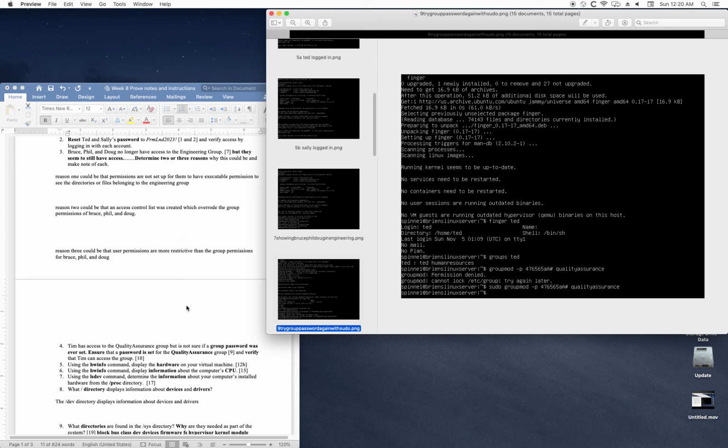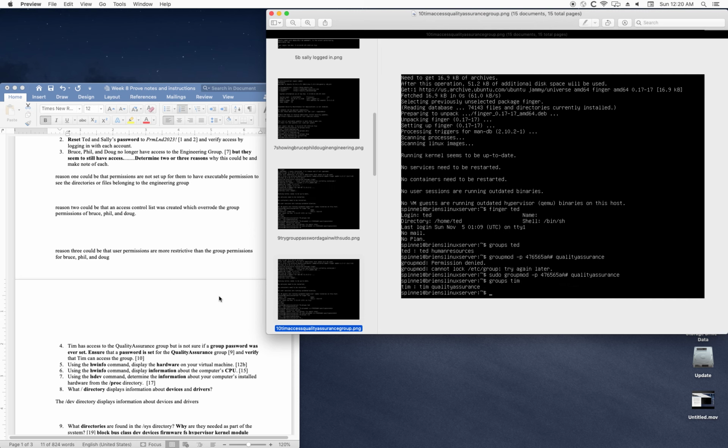Next, Tim is in the quality assurance group and needs a group password. Set one right there towards the bottom, right there, and it was unencrypted. And then to show that Tim was in the group, right there at the bottom, Tim's in the group.